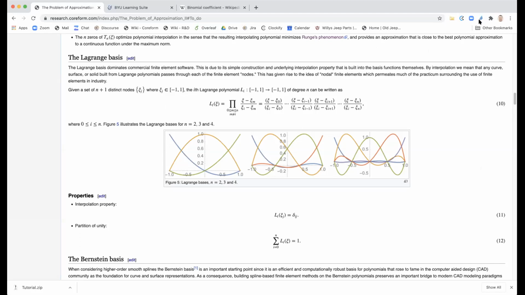Let's see. Okay, any questions about the concepts, independent of the homework?